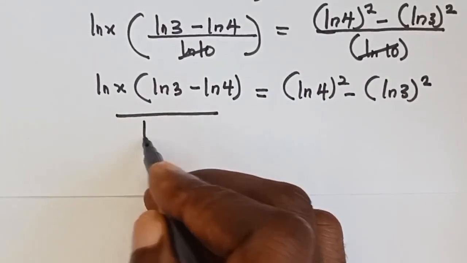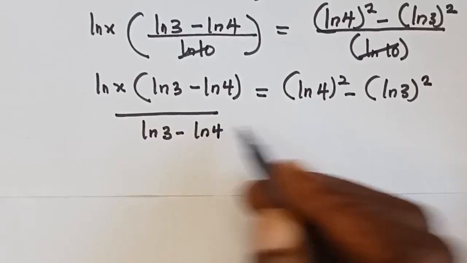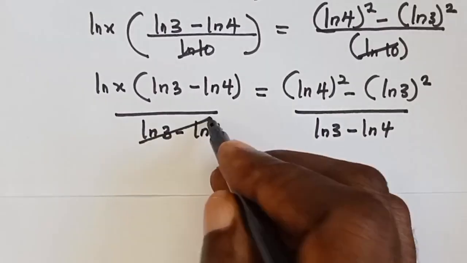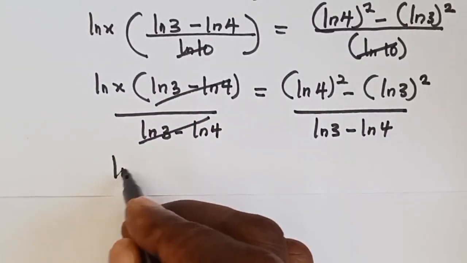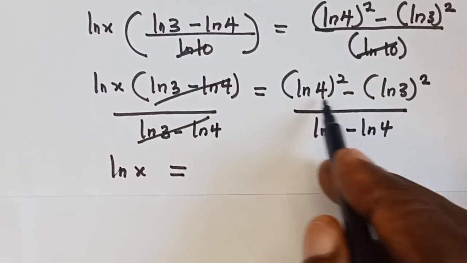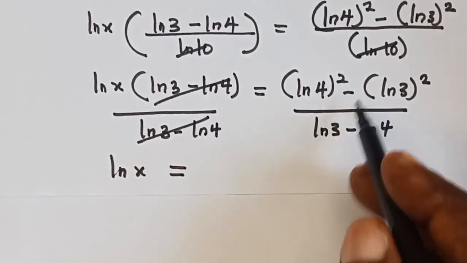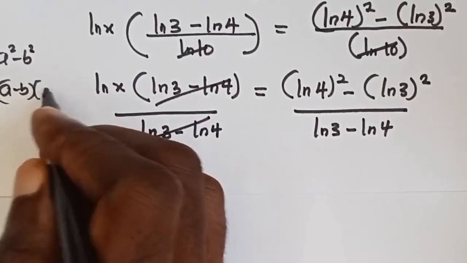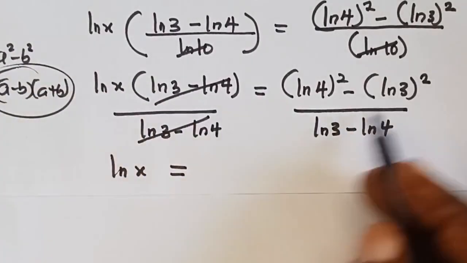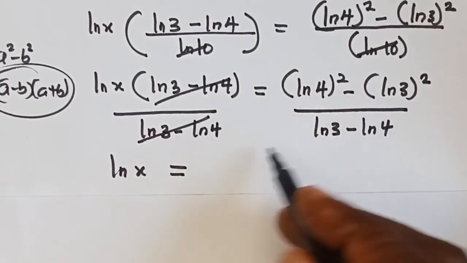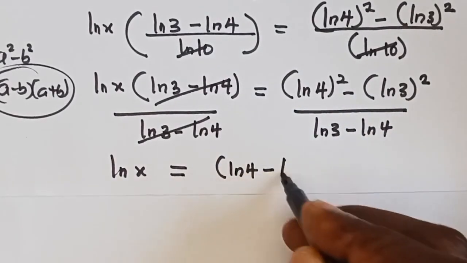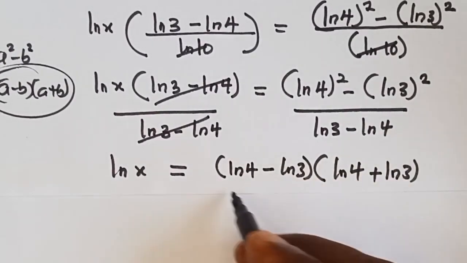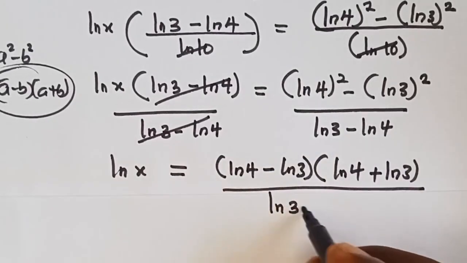Now let's divide both sides by ln 3 minus ln 4. So we divide this side by ln 3 minus ln 4, and we also divide that side by ln 3 minus ln 4, so this cancels this. We have ln x. For this, we can do difference of squares. Remember, if we have a squared minus b squared, it becomes (a minus b)(a plus b). So this becomes (ln 4 minus ln 3) multiplied by (ln 4 plus ln 3), that's difference of squares, over ln 3 minus ln 4.